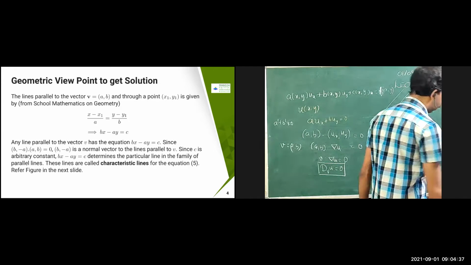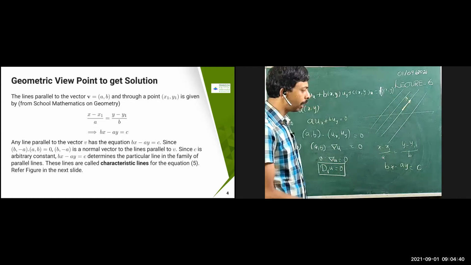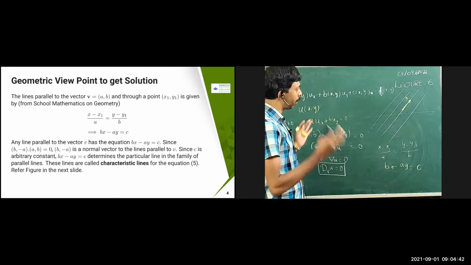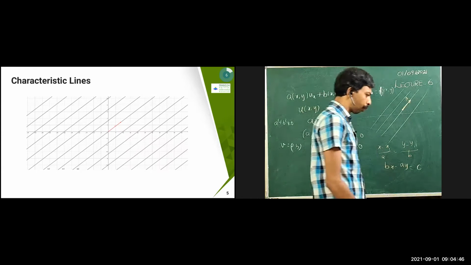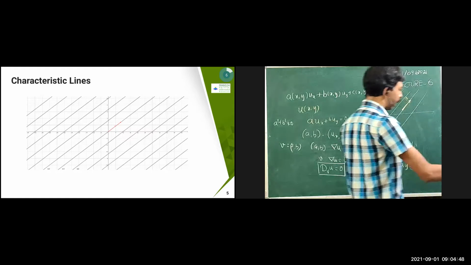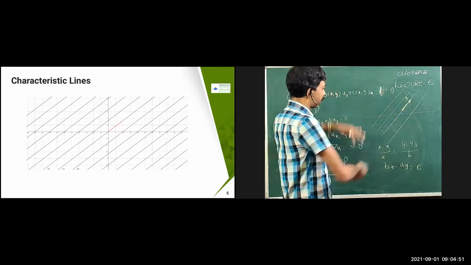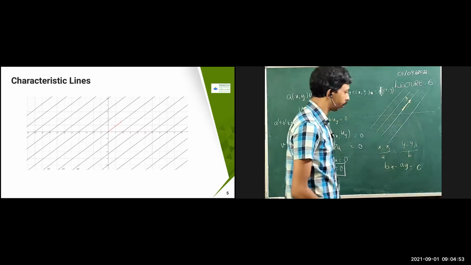We are going to apply it for the general linear PDE, and we will extend this idea for the general quasi-linear PDE also. So that's what we are going to do. This is called characteristic lines. Okay, these lines are called characteristic lines. A family of characteristic lines will come.